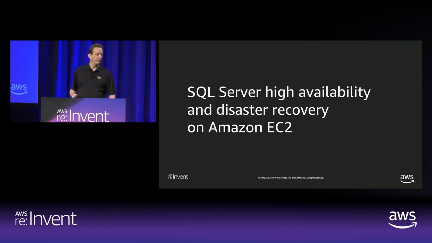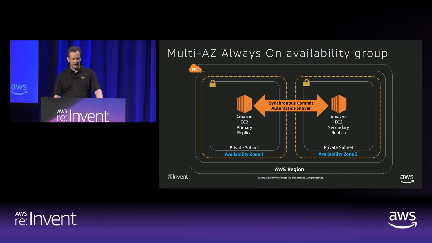Okay, high availability, disaster recovery, right? Those are all great topics. We love talking about that. Wait, did I show this slide before? No, I didn't show the slide. This looks a lot like that RDS slide, though, doesn't it? This is EC2 high availability. This is an always-on availability group.